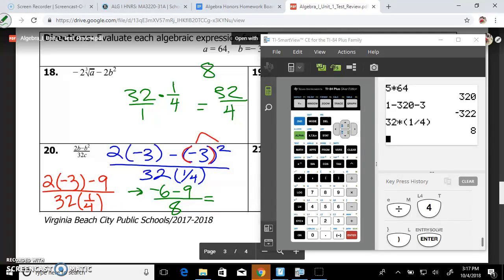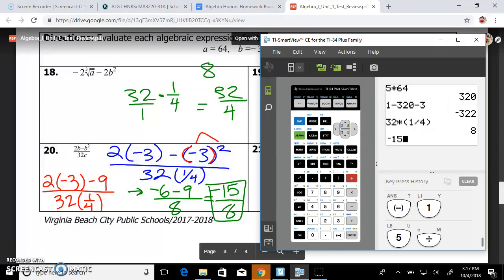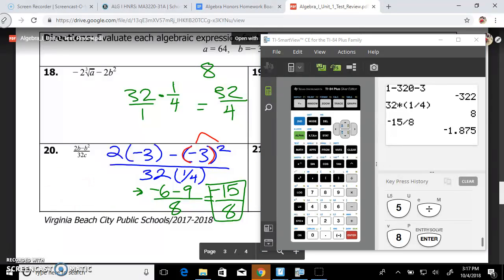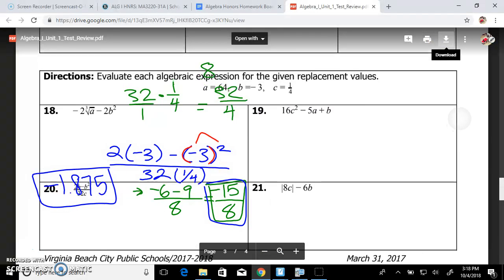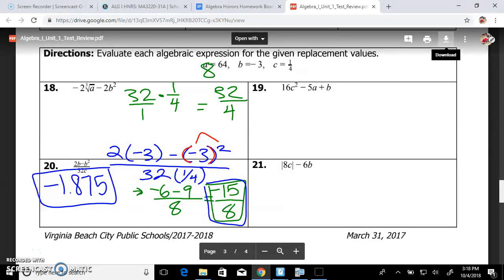Negative 6 minus 9, well, what's that? That's negative 15 divided by 8. You could leave your answer just like this, or if you want to get a decimal, it's going to be kind of a weird decimal, but we have negative 15 divided by 8. It gives us negative 1.875. So I would say that or this is the best answer. Let's see if they told us how to round it. They didn't say anything about rounding, so you could put either of those as your answer.